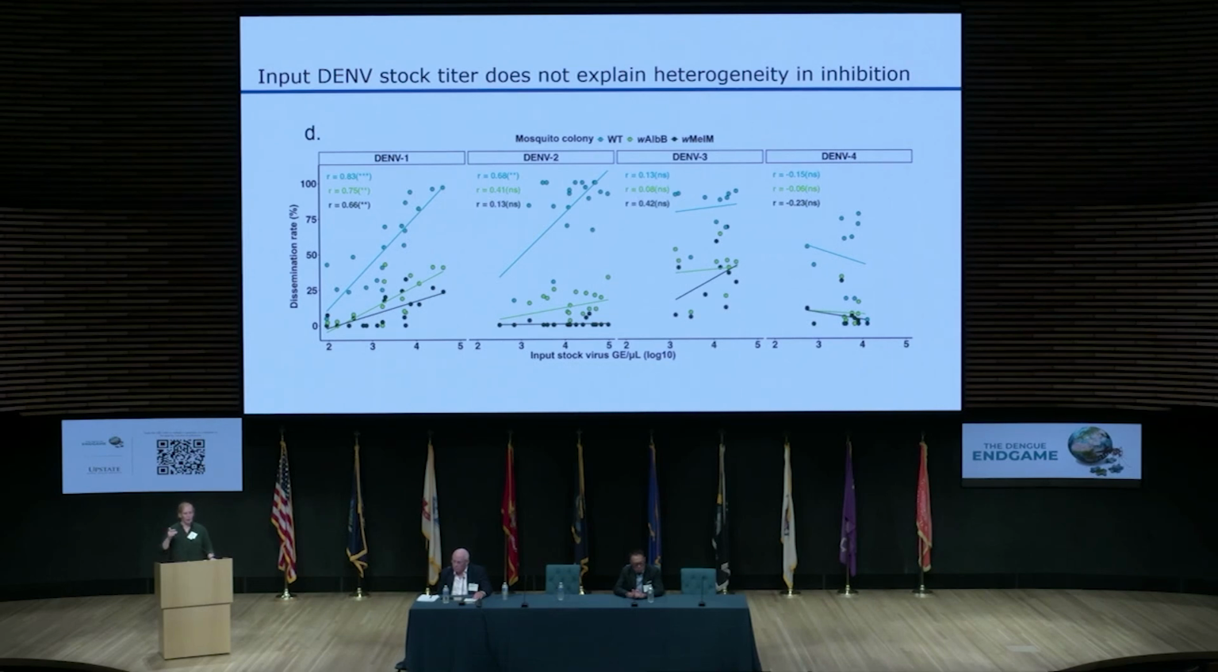So if you look at, for instance, dengue 2, despite seeing really high dissemination in the wild-type mosquitoes, if we give them high titers, there's still pretty effective inhibition with the two Wolbachias. So that was reassuring to see that even though you give the virus the most opportunity to infect a mosquito, Wolbachia is still decently strong in inhibiting the virus.